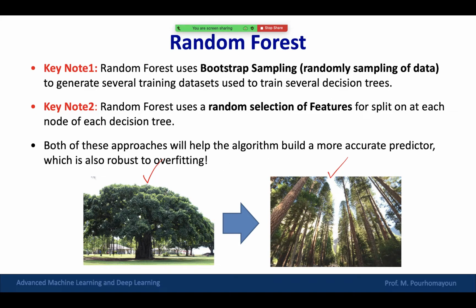Using random forest, we use different data sets and also different features. So not only do we use different data sets, like what we did for bagging, bootstrap sampling, to train different trees, but we also use different features to train each tree, because we want to completely make sure that the trees are as diverse as possible.